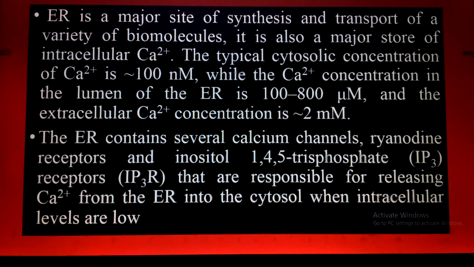There are two receptors. The first one is the ryanodine receptor, and the second one is the inositol receptor. These receptors are responsible for the release of calcium ions from the ER into the cytosol. Into what? Into the cytosol. When the intracellular level of calcium, meaning inside the cell, is low, then what will happen? These receptors release calcium ions from the endoplasmic reticulum lumen into the cytoplasm of the cell.